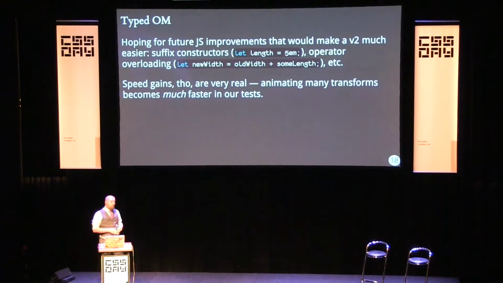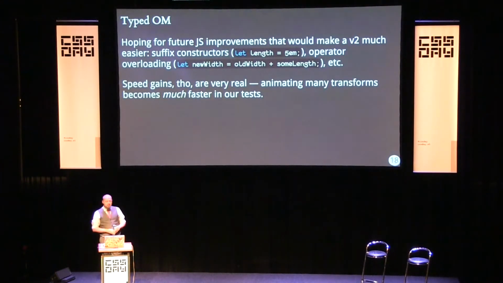If we ever get operator overloading, that'll make the math even simpler. You can just treat them like numbers, like the numbers that they are. Right now we have to use the Java-style math operations, which is a little bit clumsy, but still way better than the alternative. The typed web in general, like I said before too, gives real speed gains.